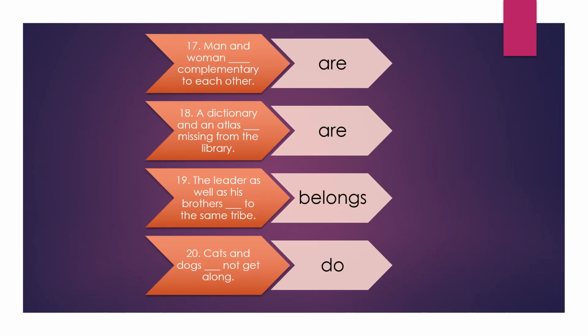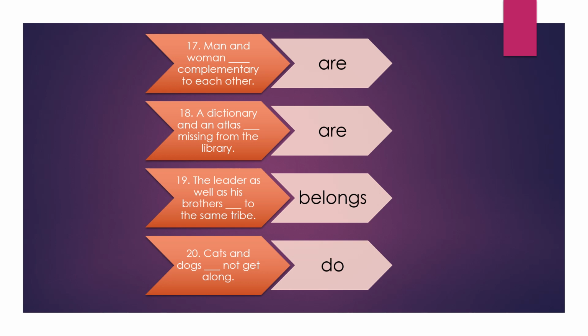Man and woman ___ complementary to each other, because man is one, woman is another. Both are singular subjects joined together using the word and, and will take a plural verb. So are. Man and woman are complementary to each other. A dictionary and an atlas ___ missing from the library. So here one dictionary is missing and one atlas is missing. There are two books that are missing, because we are joining these two singular subjects using the word and. Therefore, again the blank will take a plural verb, are. A dictionary and an atlas are missing from the library. You can always change the tense to have been missing from the library.